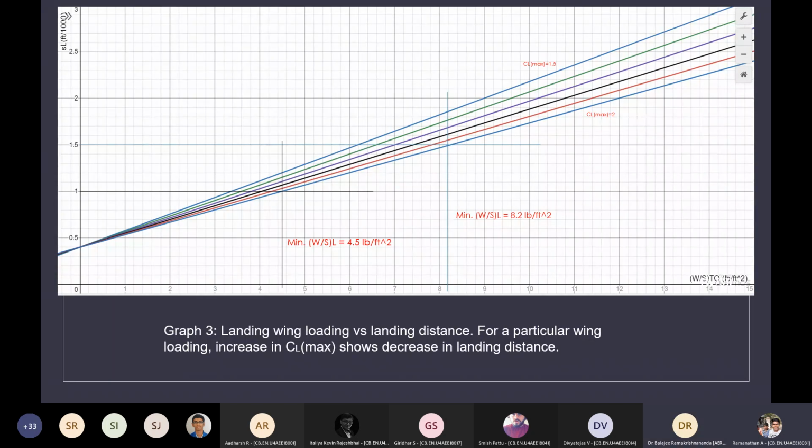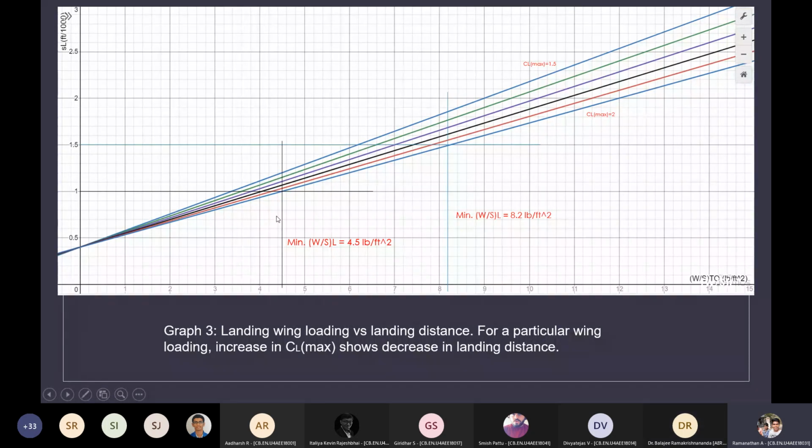From the graph, we can verify that if we reduce wing loading, then obviously our landing distance is reducing. But with respect to CL max, I have plotted and shown here. If I assume that 1000 feet is the minimum required to land, then for flying at CL max 2, I need a minimum wing loading of 4.5. Or else, if it is less, I can't fly at CL max equal to 2.